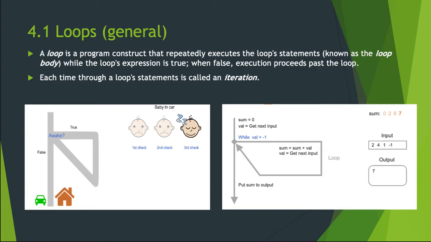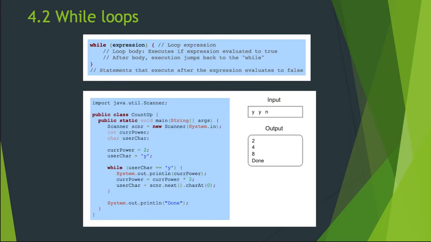Next we take a look at a while loop. Here we see a while loop and the expression there. Essentially a while loop is a program construct that repeatedly executes a list of sub-statements known as a loop body, while the loop expression evaluates to true. This execution of the loop, mentioned earlier, is iteration.